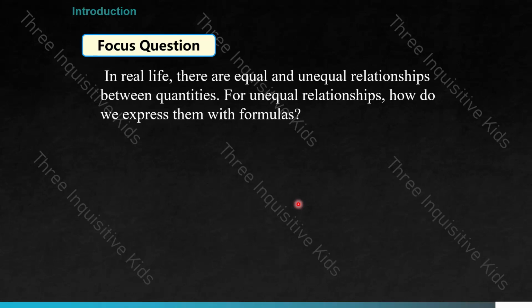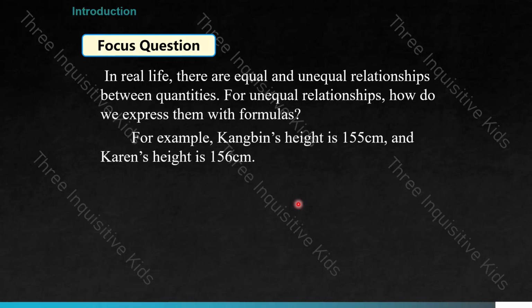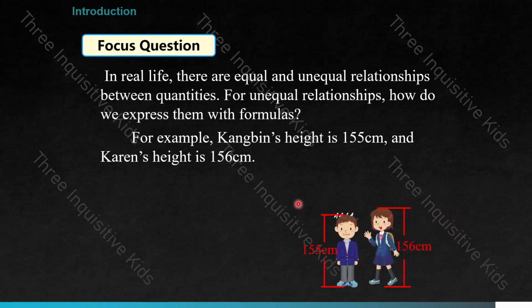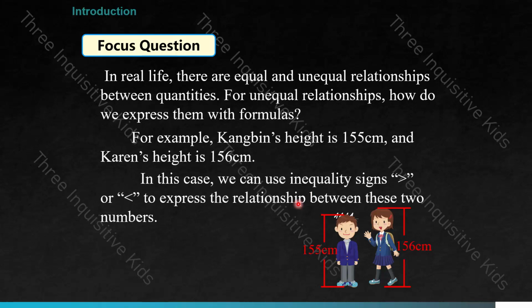In real life, there are unequal and equal relationships between quantities. For unequal relationships, how do we express them with formulas? For example, Kanban's height is 155 centimeters, and Karen's height is 156 centimeters, as you can see here. In this case, we can use the inequality signs greater than or less than to express the relationship between these two numbers.